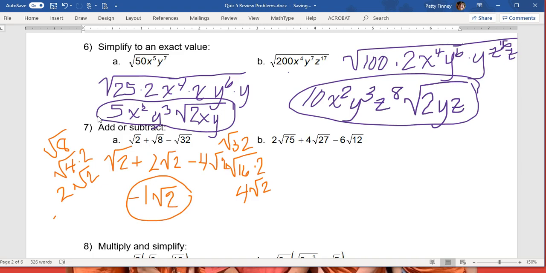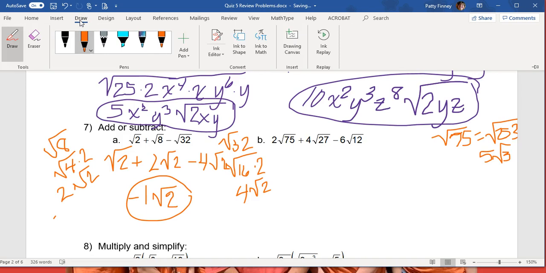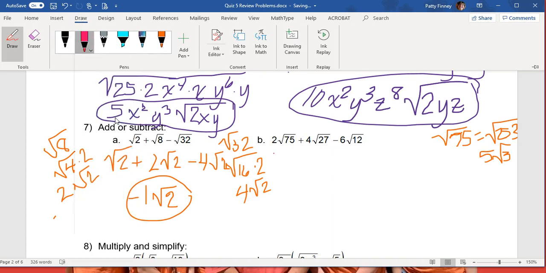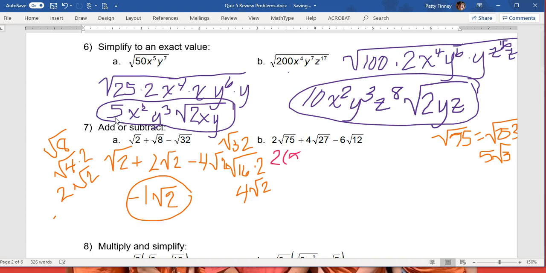So for part B, we have 2 square roots of 75. Well, the square root of 75 is the square root of 25 times 3. We already said that. So that's 5 square roots of 3. So we're going to come over here and I'm going to change my color so I can tell that it's not the problem we just did. So I'm going to have 2 times 5 square roots of 3, which is going to be 10 square roots of 3.